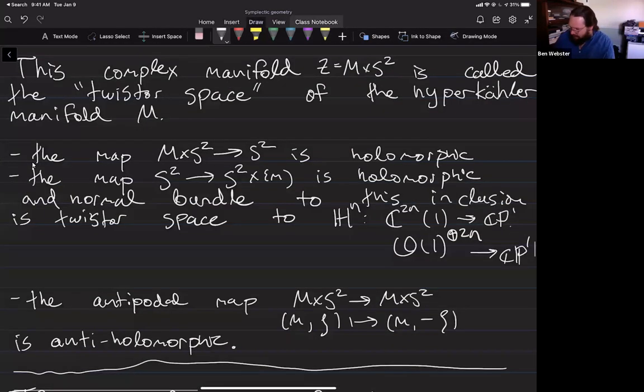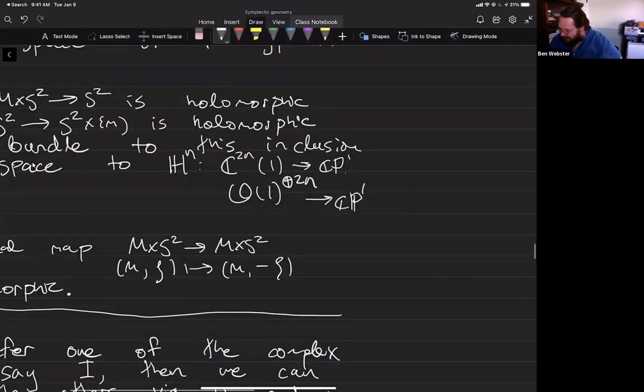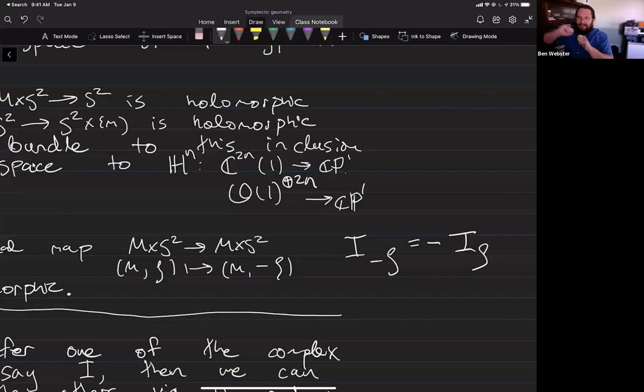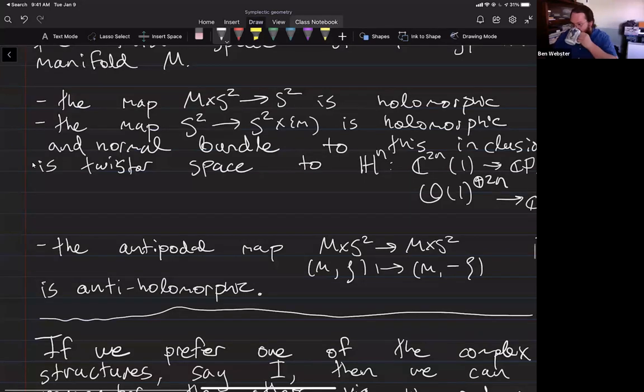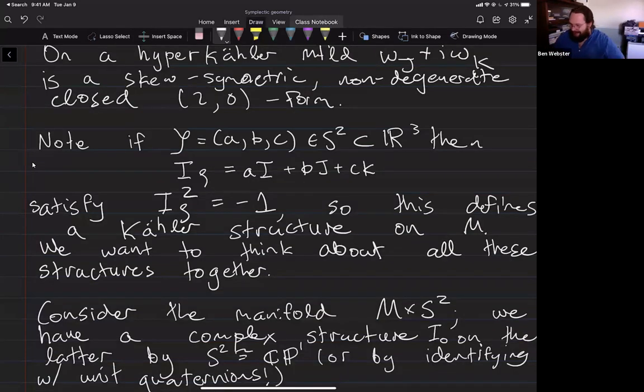All right. And then finally, there's an antipodal map that sends M zeta to M minus zeta. And this is anti-holomorphic. So I'm using the fact here that the antipodal map on S2 is anti-holomorphic. And that when I go to minus zeta, I'm using that I sub minus zeta is by definition minus I zeta. So I'm putting a minus sign in front of the complex structure. That's conjugate linear. So I'm basically conjugating everything, and so I'm getting an anti-holomorphic map. Just from the definition, if I negate A, B, and C, I'm also going to negate I sub zeta.